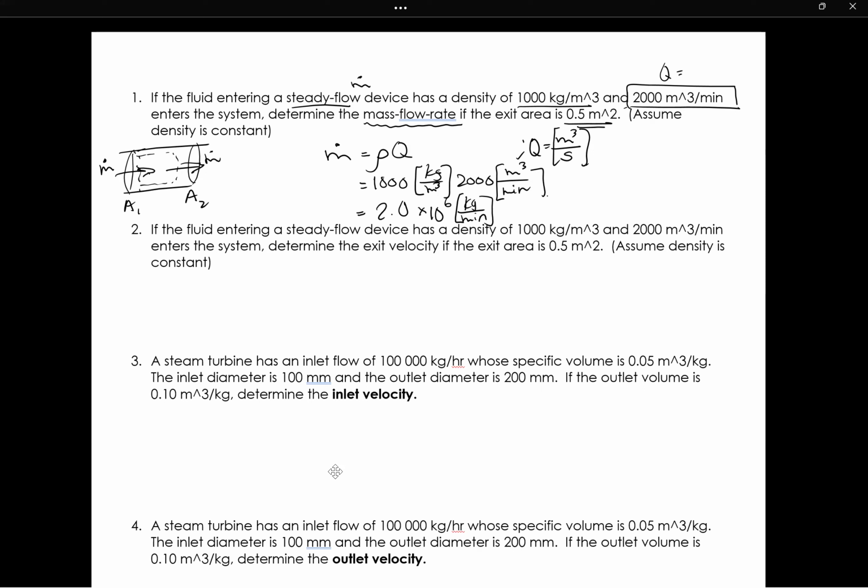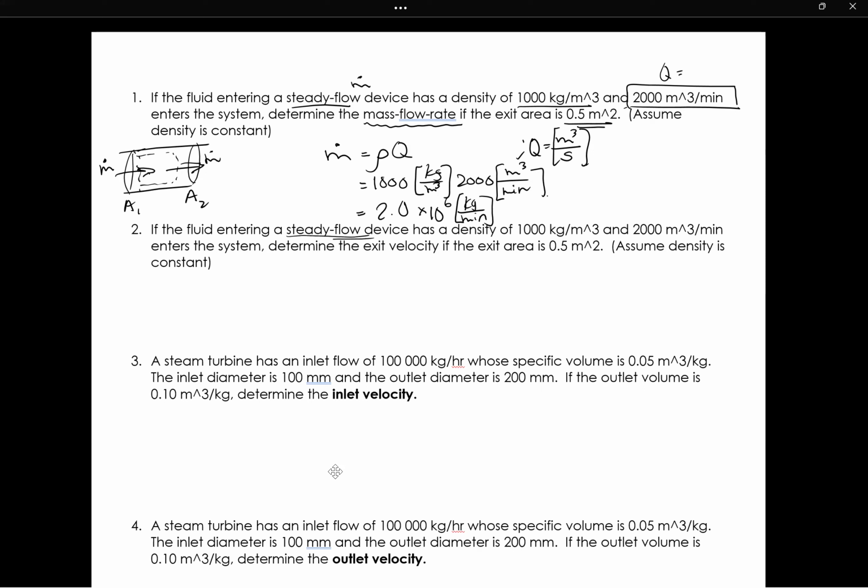Let's look at this one. Fluid is entering a steady flow device. Oh, and I did assume density here. So it is water. So here we go. We have water again. If it's a steady flow device, let's see. Exit area is known. I don't know the inlet area here, but there is flow. I can set a boundary right here in the middle of it. It's going to flow in and back out again. And we want to know the exit velocity, V2.